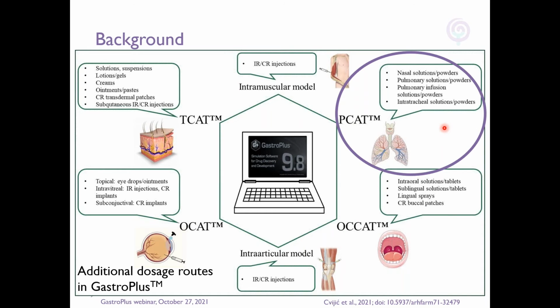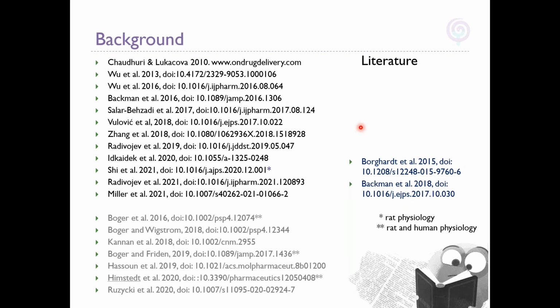This is a picture from one of our recent review papers, and you can see here the list of dosage forms whose bioperformance can be modeled using this specific PCAT model. Yet, literature reports on the use of PCAT models are rather scarce. I've listed here some research papers dealing with PCAT modeling, some review papers here, and also some research papers on PBPK modeling of inhaled drugs, but not using the PCAT model. And although this is not an all-inclusive list, you can surely see that there are not many papers on this subject. And if we are wondering why, we may first consider the challenges of PCAT modeling.